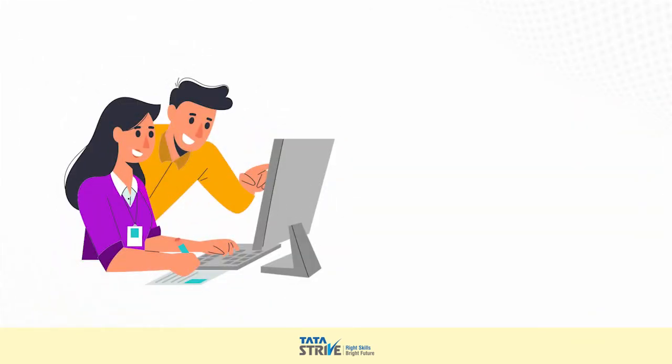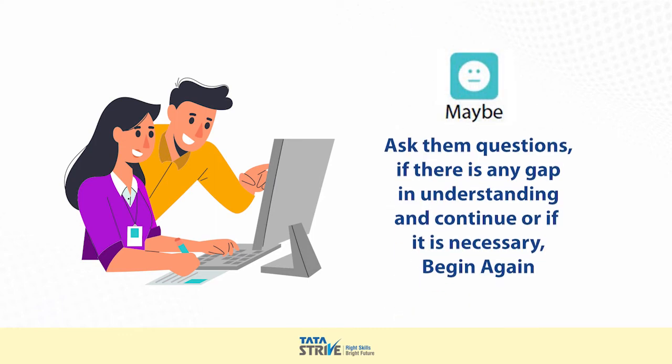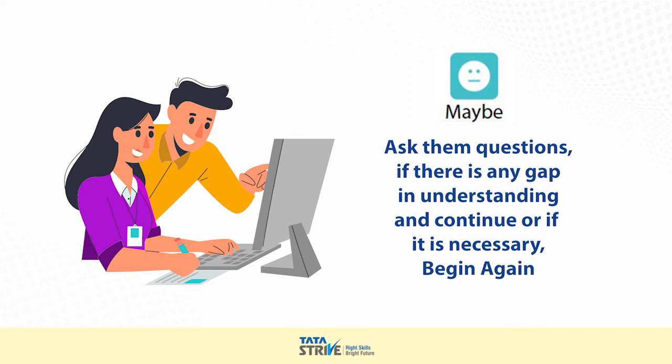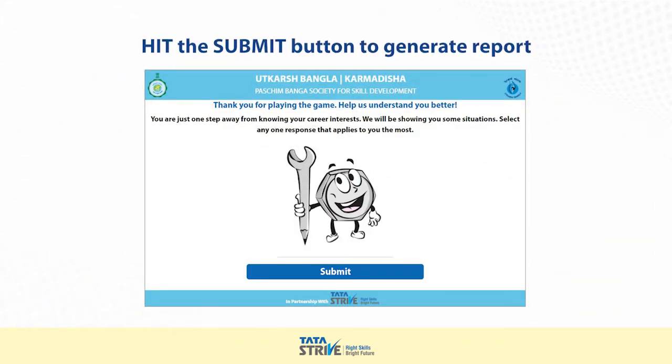If you find that the candidates are mostly clicking on the neutral option, that is maybe, check with them, ask them questions if there is any gap in understanding, and then ask them to continue, or if it is necessary, ask them to begin again. Once they complete the game, ensure that they have hit submit and a report is generated.